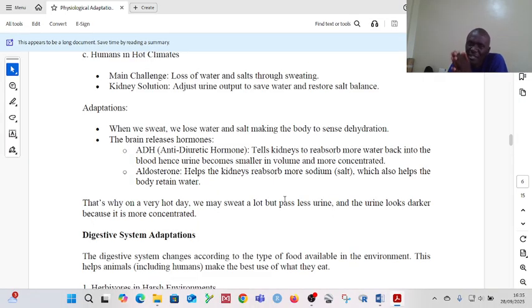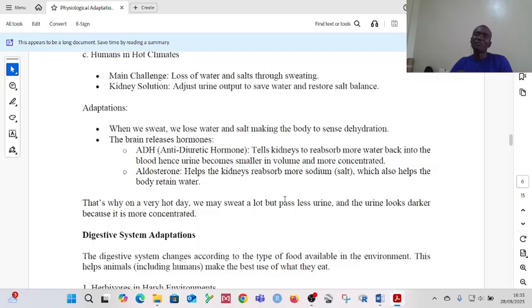The other hormone that the brain releases is the aldosterone. What aldosterone does, it helps the kidney to reabsorb more salt. Okay? Remember, through sweating, we are losing water and salt. So our bodies have to find ways to ensure that we retain some salt, we retain some water as well.